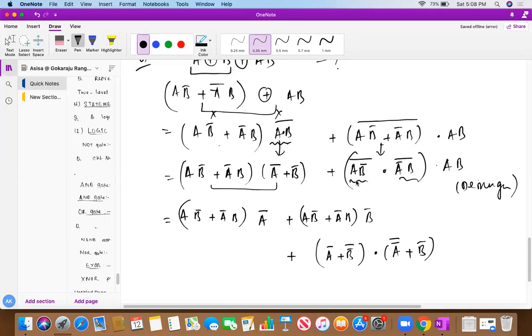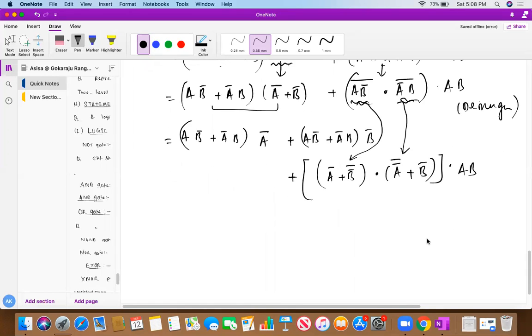I'm again applying De Morgan's law in these two. So I have achieved, for the De Morgan's law, this, and finally this will end with AB. Am I correct, students? Very simple. I am just applying De Morgan's laws and distributive theorems, nothing else.